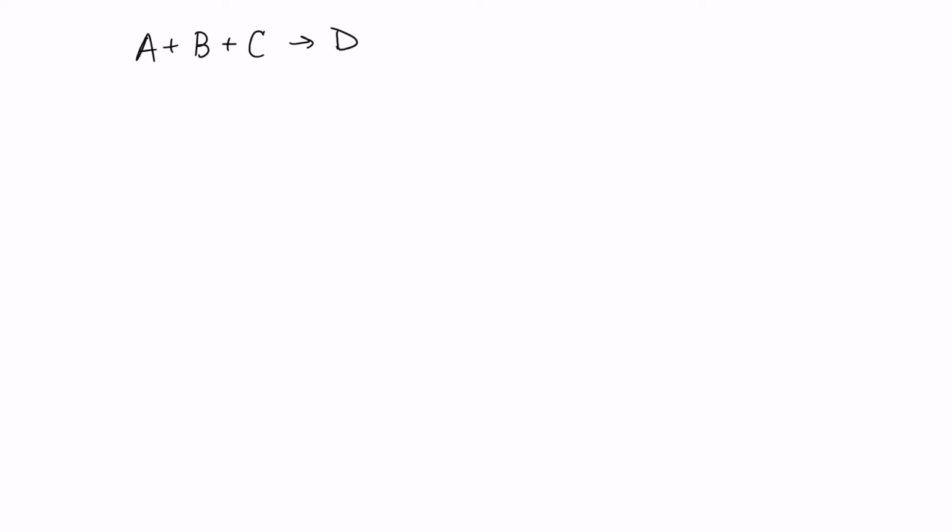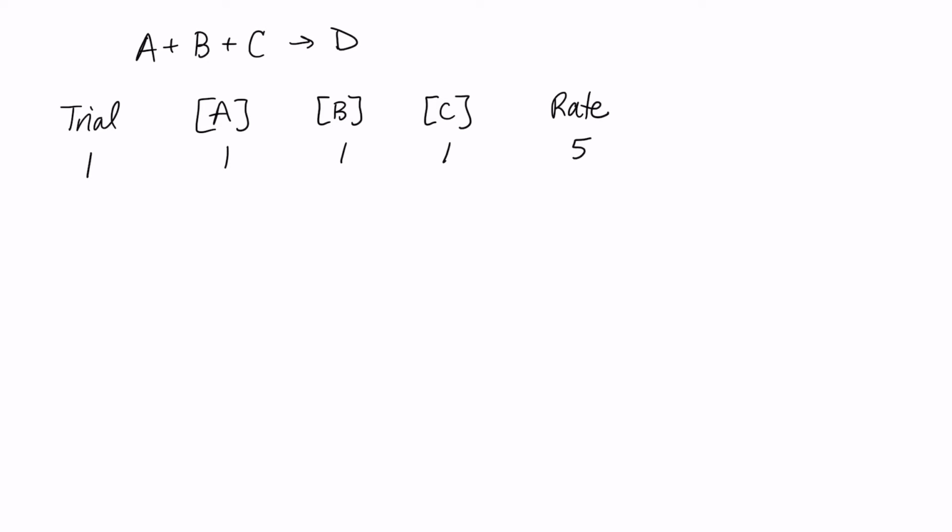Very creative, I know. Now we're going to do several trials here. We're going to be changing the initial concentration of A, B, and C, and we're going to be measuring the rate. So for our first trial, let's have 1 of everything. When we measure the rate, we're going to say it's 5. Maybe this is like molar per second or something like that.